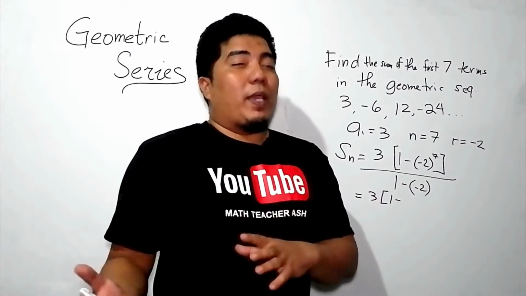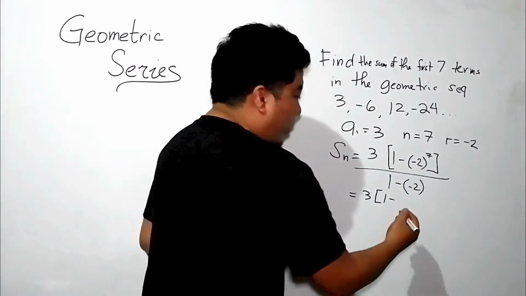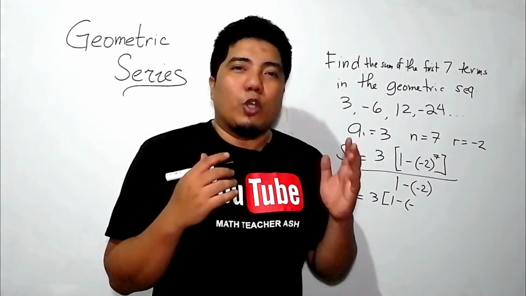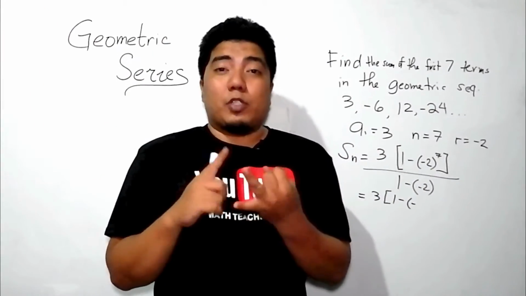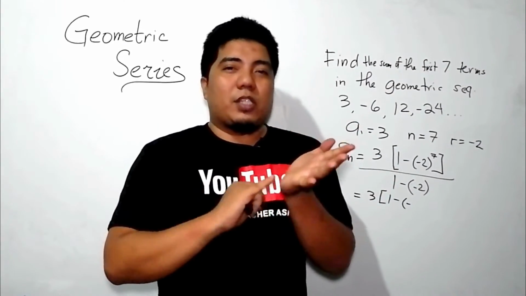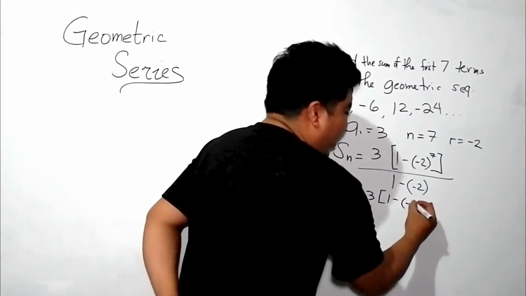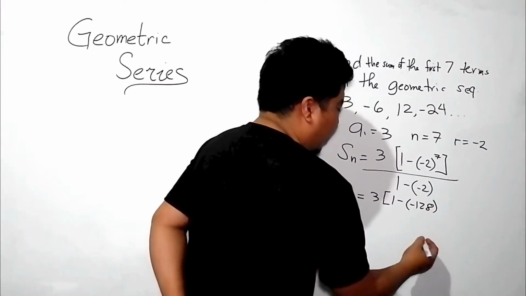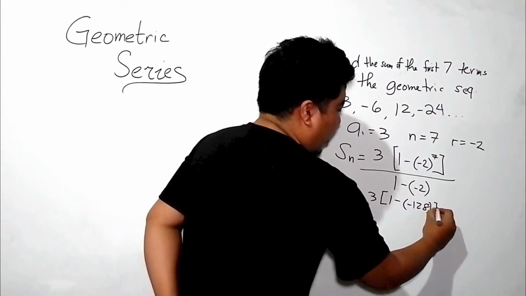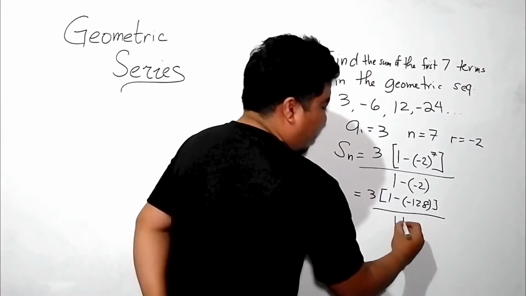Now, remember that if your base is negative and you have an odd exponent, the final answer is negative. So, let's just use 2 to the power of 7. 2 times 2, 4 times 2, 8 times 2, 16 times 2, 32 times 2, 64 times 2, 128. Okay, so that is 128. Then 1 minus negative 128 will become plus 128.